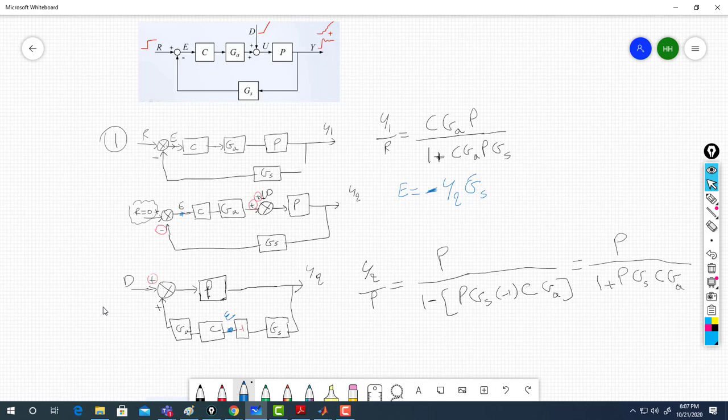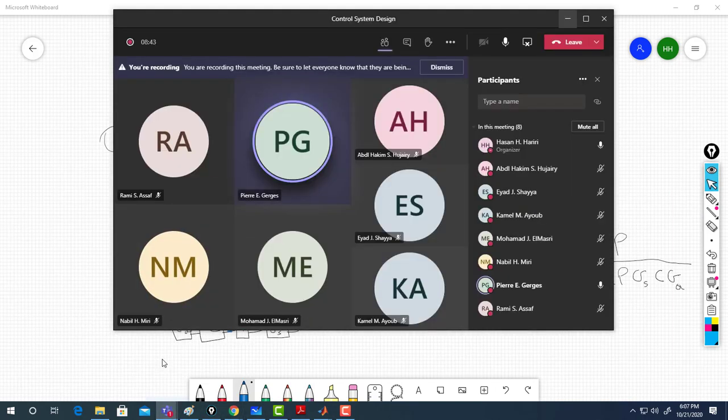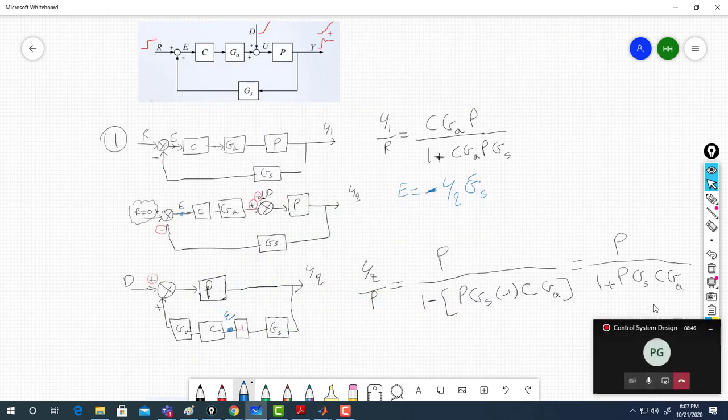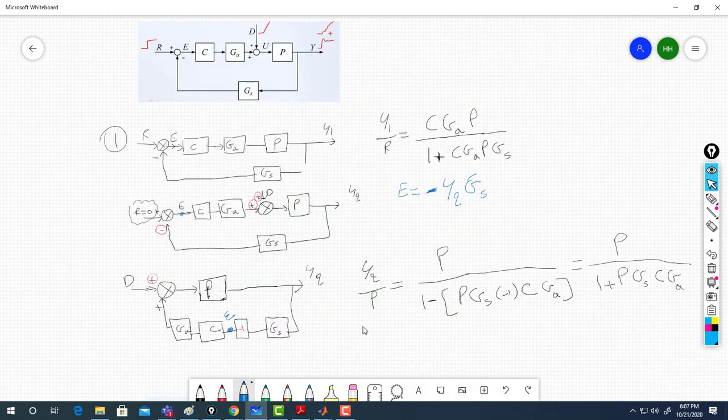So then the second question. What was the second question? Who asked it? Pierre, he asked why I put Y2 over P instead of Y2 over D. It should be output over input. Yeah, you are right, sorry, you are right. So this is Y2 over D, output over input.